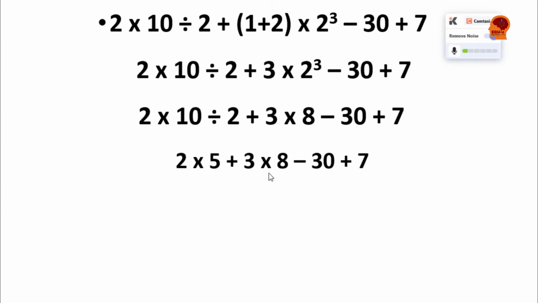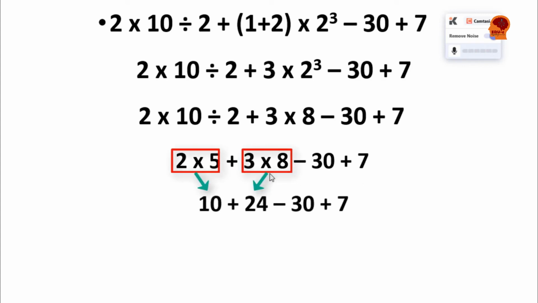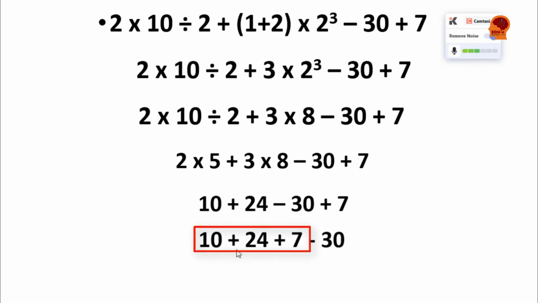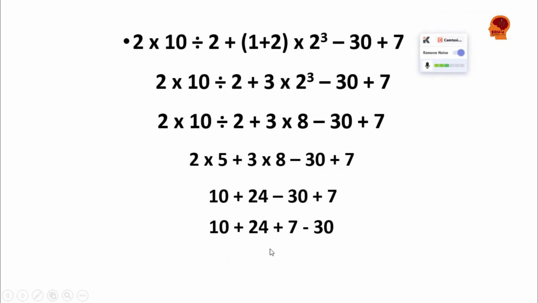So what am I going to do now? I am going to multiply. 2 times 5 gives me 10, and 3 times 8 gives me 24. So I have my addition, subtraction, and addition. I'm going to rearrange it by solving the addition before subtraction. So I'm going to have 10 plus 24 plus 7 minus 30. 10 plus 24 plus 7 gives me 41, minus 30, and then the answer equals 11.